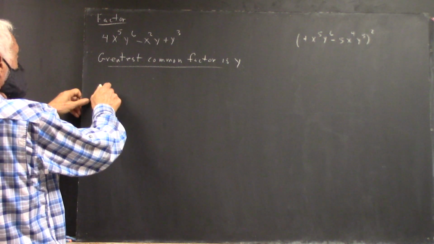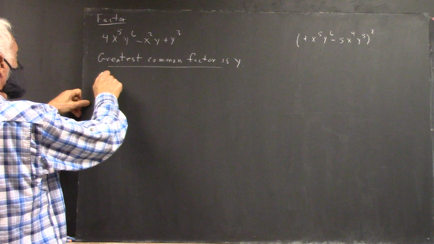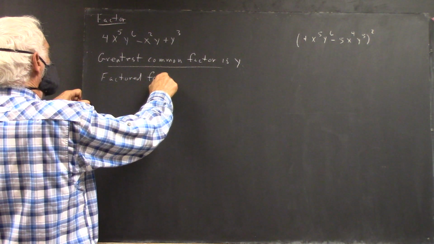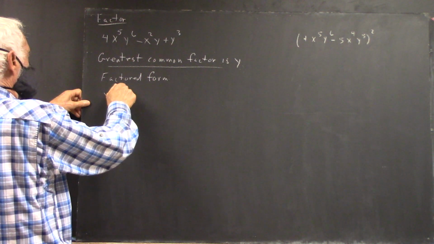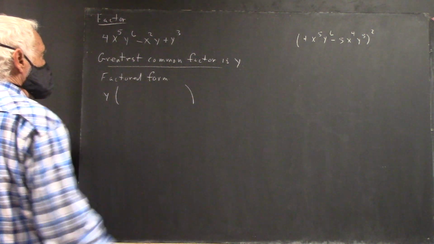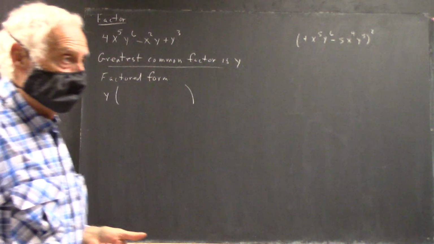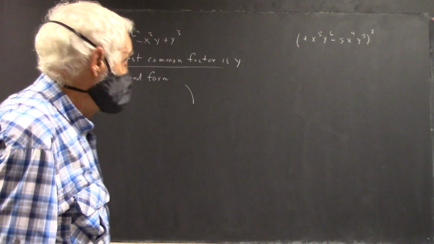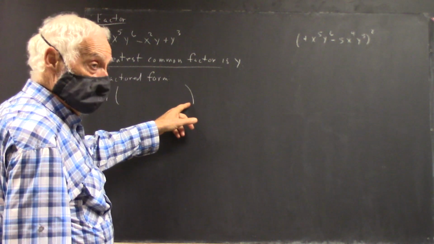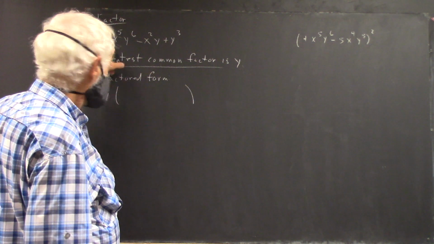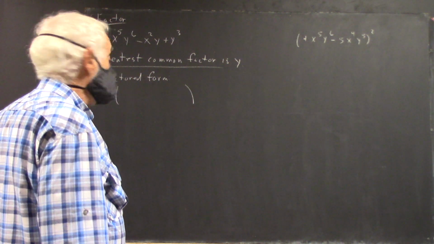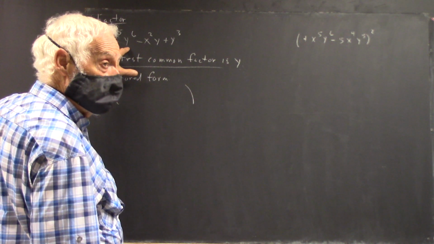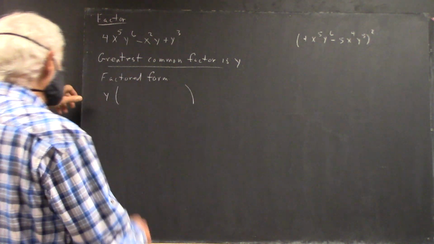So we could write this as y times some expression. Now factoring is just the distributive law backwards. So whatever we write here, if multiplied by y, has to give us this. Well, what would we multiply by y to get 4x to the 5th, y to the 6th? It should be clear.